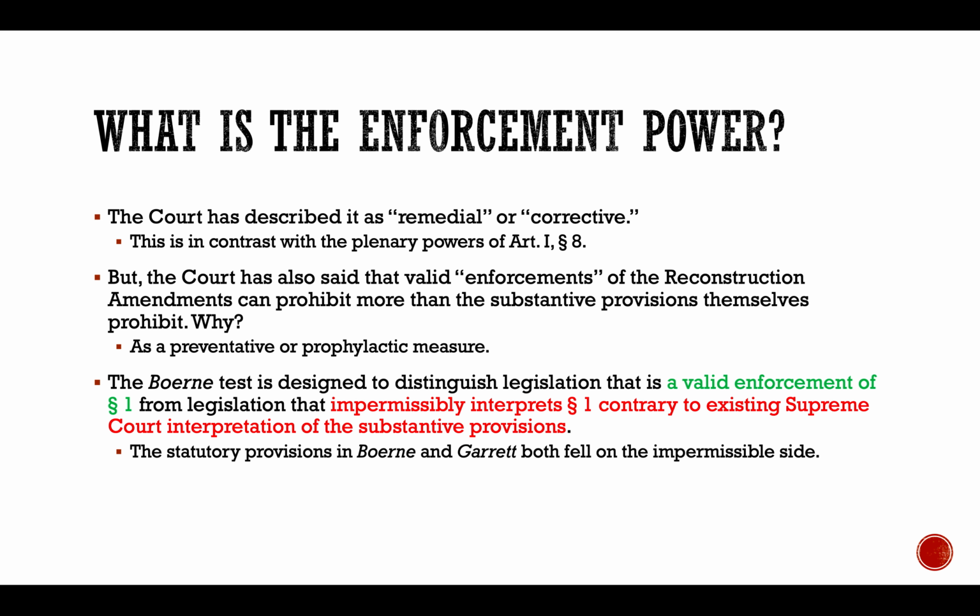So the two cases that we've read for Monday and Tuesday, Boerne and Garrett, both fell on the impermissible side. Both cases, the court said Congress wasn't really enforcing the provisions of Section 1, and the way the court determined that Congress wasn't really enforcing those provisions was through this congruence and proportionality test, and because the legislation failed that test, the court's conclusion was that Congress was trying to change the actual meaning of Section 1, not merely enforce it. Now, the case we'll look at today, Hibbs, falls on the permissible side.